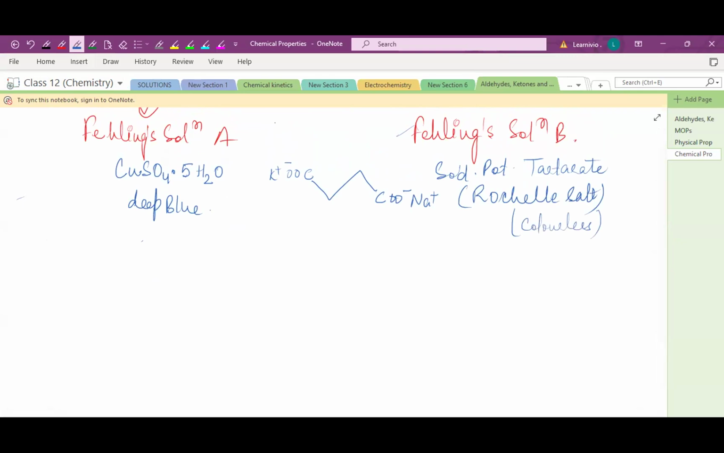Now, how will you combine these two? Fehling solution A is copper sulfate pentahydrate, CuSO4. Let's see the reaction first, how you will prepare it. We have to dissolve this copper sulfate pentahydrate in distilled water, and we have to add a few drops of dilute sulfuric acid. Copper sulfate plus a few drops of sulfuric acid, you can add, right? And basically, just a second.